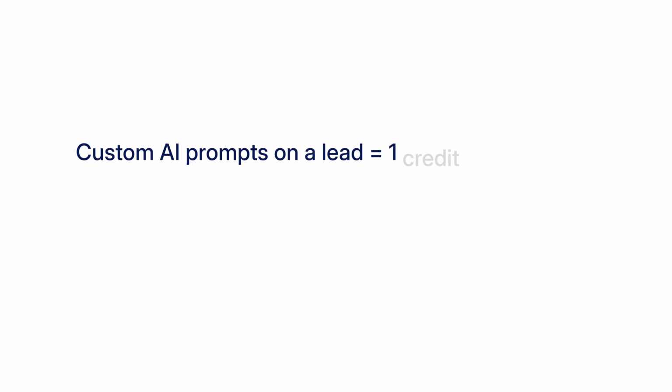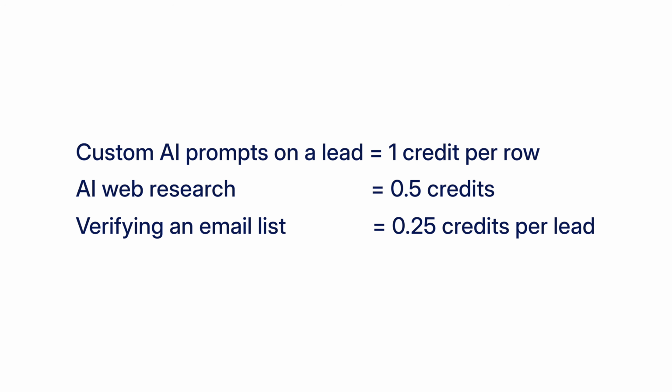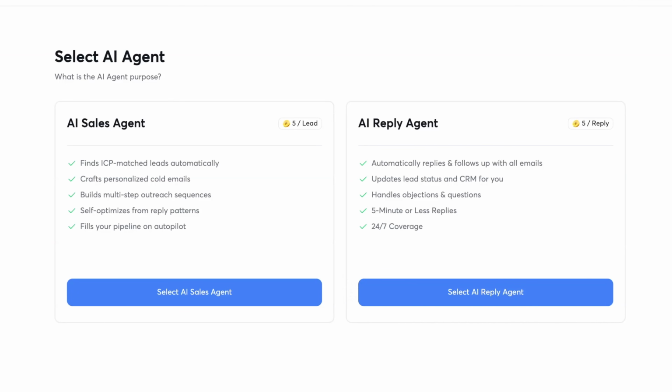But credits are also used for other things. Custom AI prompts on a lead cost 1 credit per row. AI web research is 0.5 credits, and verifying an email list you already have costs 0.25 credits per lead. Then if you use the AI sales agent to find and manage leads for you, that's 5 credits per lead. More expensive per lead, but it's doing a lot more of the work.